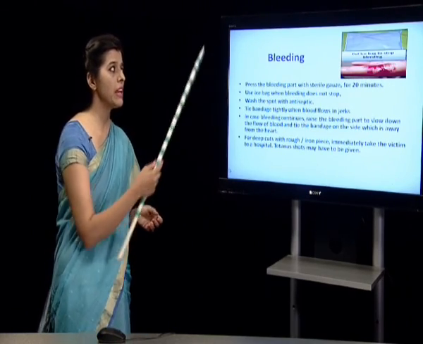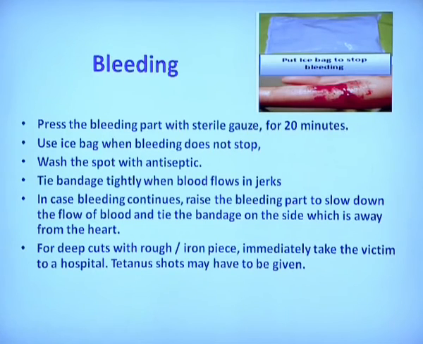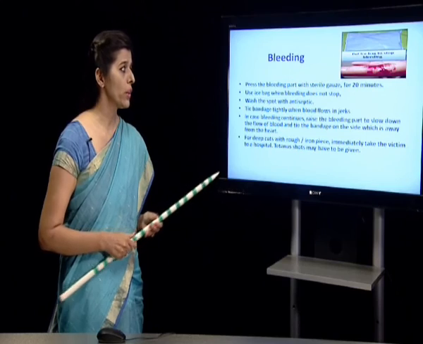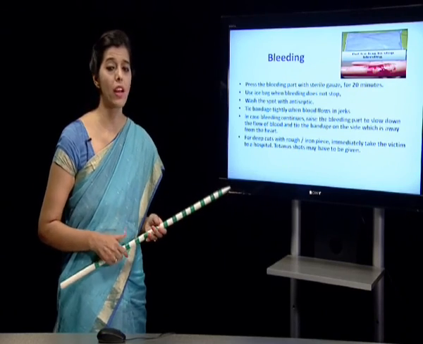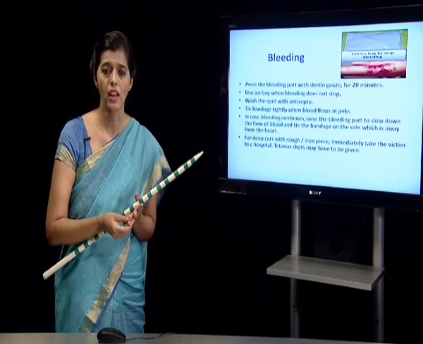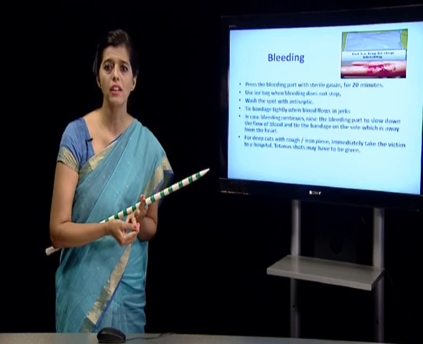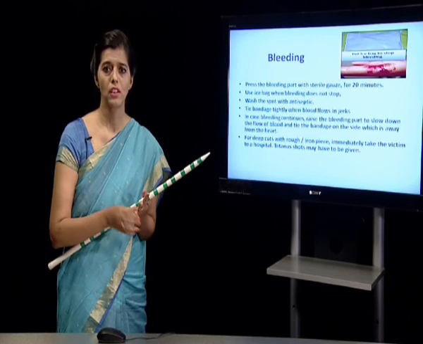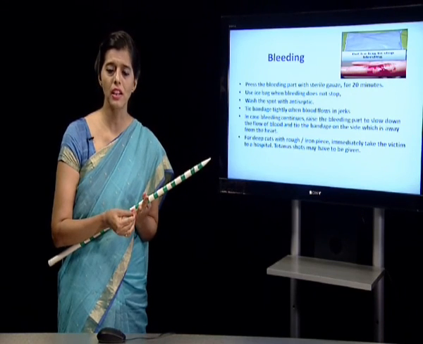Now, bleeding is another cause of accident in home. Press the bleeding part with sterile gauze for 20 minutes. What happens when we start bleeding? So we have to press the part tightly, so that blood stops coming out and it is a little in control.